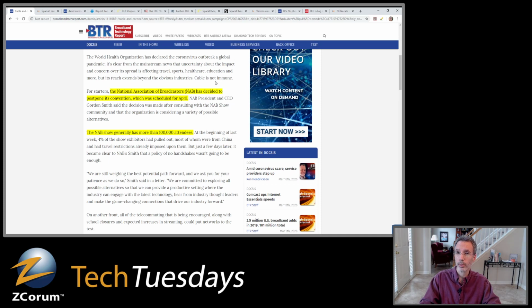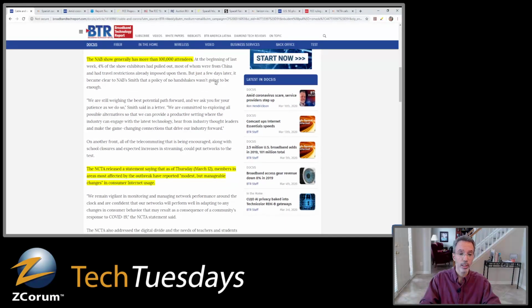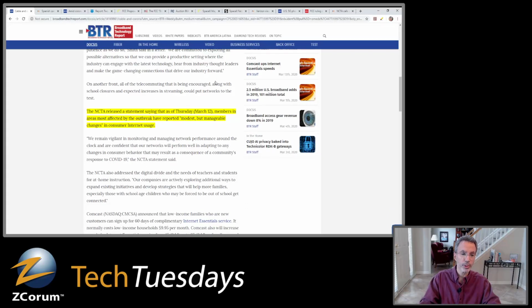I'm seeing a lot of them are rescheduling for later in the year. They already have their dates and they're starting to notify people. So maybe in August through September, October, we'll start to see these shows being rescheduled. But that's one of the things that's obviously going on. It's interesting that the NCTA said that their members are reporting modest but manageable amounts of internet usage increase. So that's good to know.